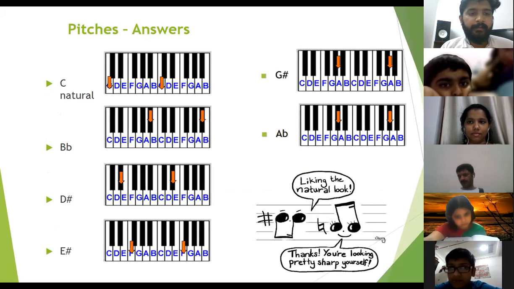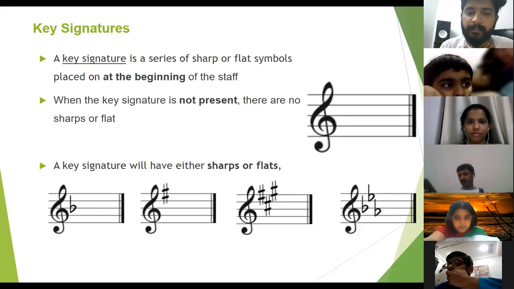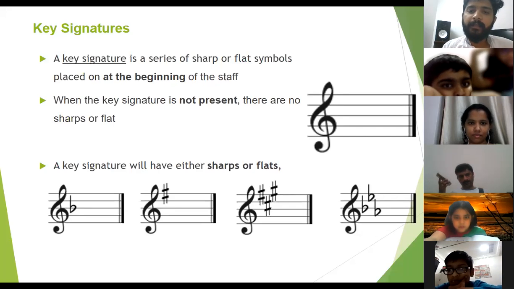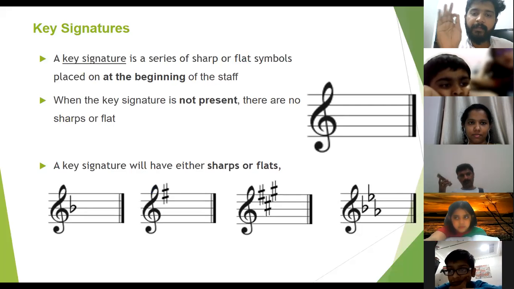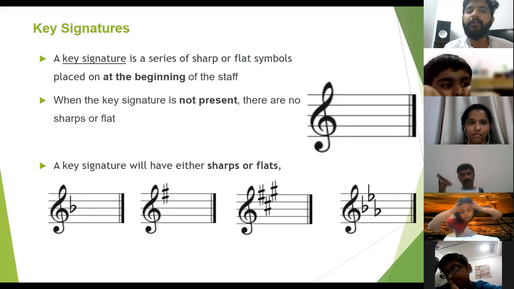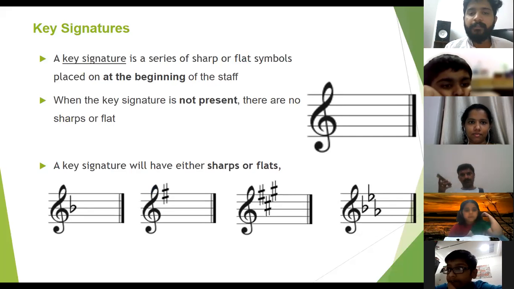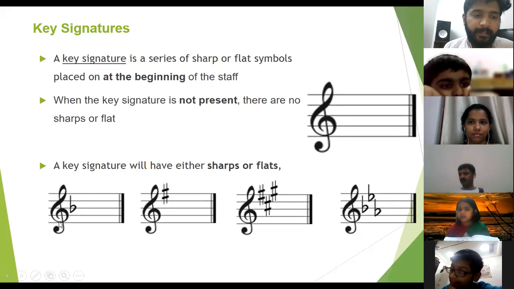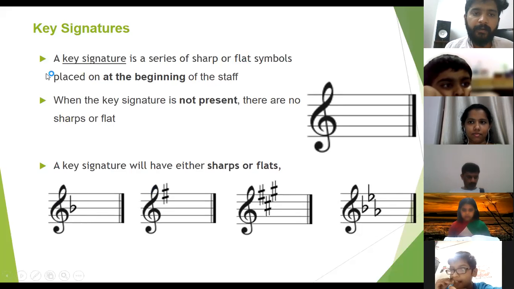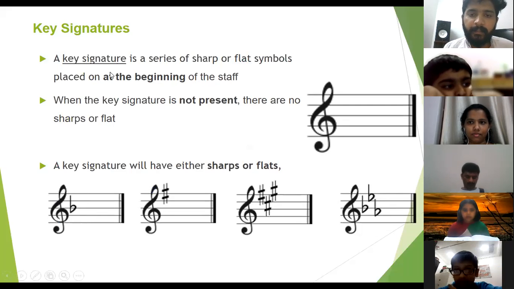All right. So the next thing we have learned is key signature, right? Every song will have a key signature that tells you this song is going to have an F sharp, or a B flat, or F sharp and C sharp. Whatever symbols come at the beginning of the song are called the key signature. Okay, so let's look at the assignments quickly.